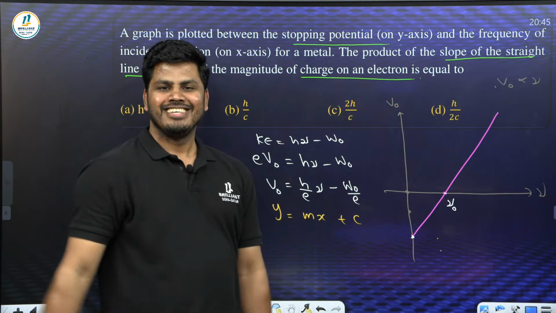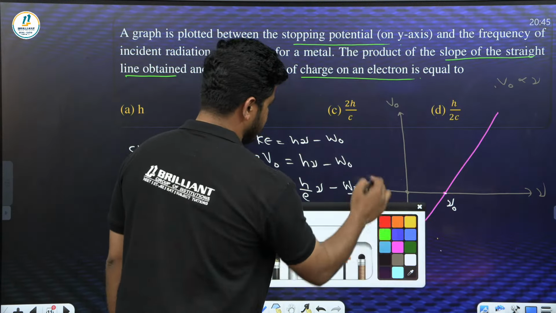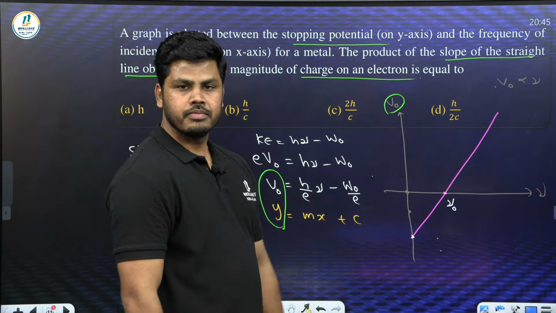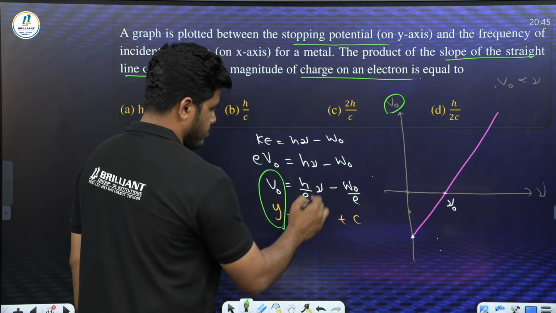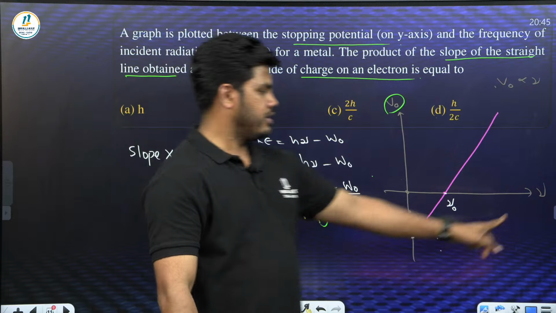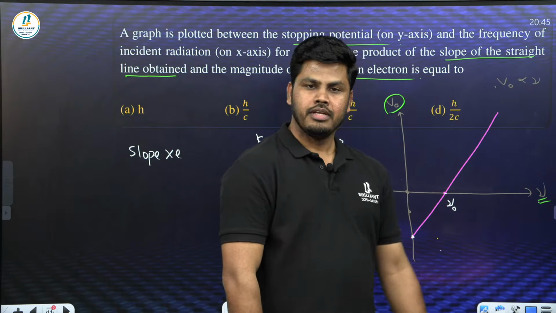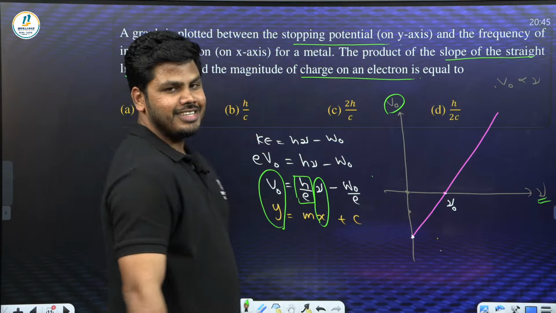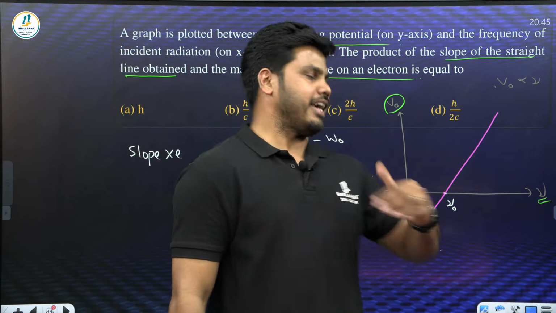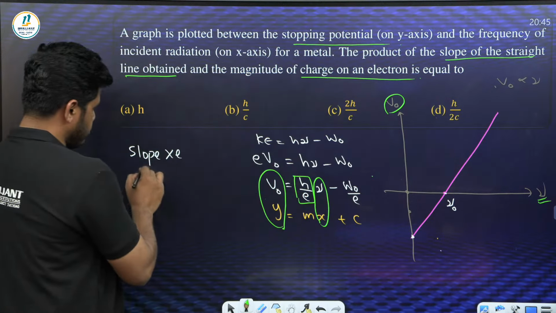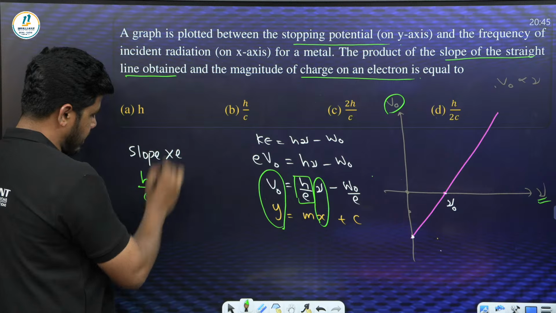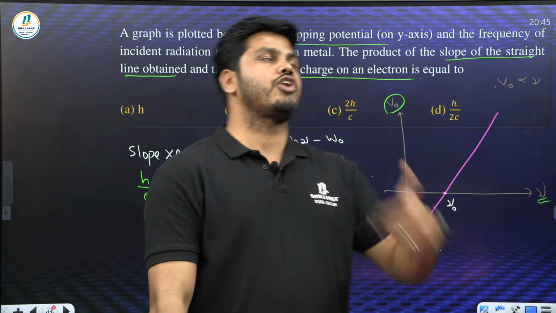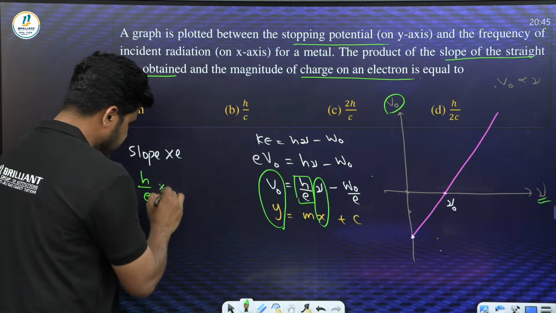See, along the y-axis, what have we taken? Stopping potential, V naught. Along the x-axis, we have taken frequency. Then what does this quantity stand for? h by e is the slope of the graph. So the slope of the graph is h by e. We have to multiply that slope with the charge of the electron, one more e into e.